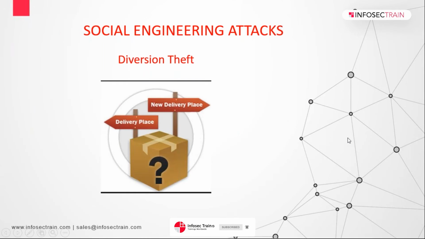Moving on with another social engineering attack, diversion theft. What do you understand by diversion theft? The attacker tricks a person responsible for making a genuine delivery into delivering that consignment to a location other than the intended location. Then he can replace these things. Does that make sense? So in diversion theft, what is happening?